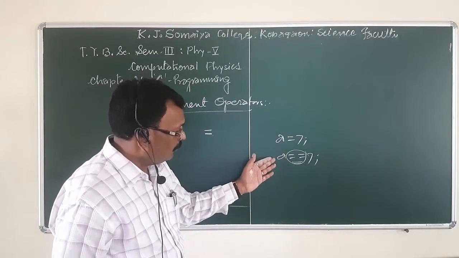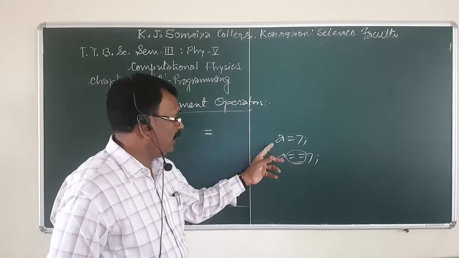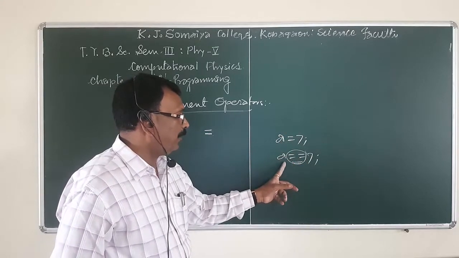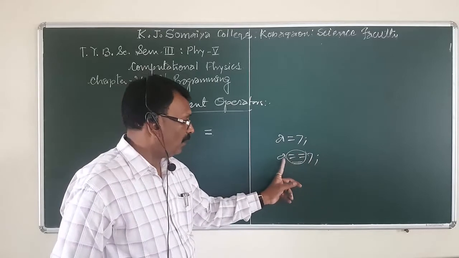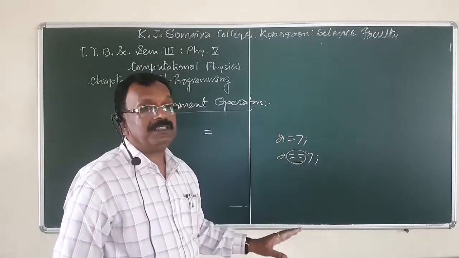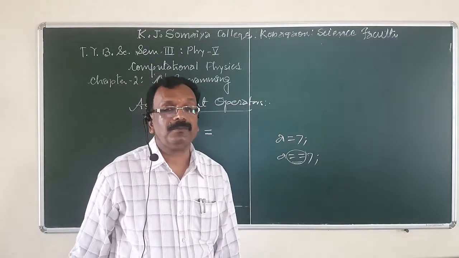Therefore, the meaning of both operators is different. Here value 7 is assigned to A, and here value of A is 7, or A is equal to 7. In this way, there is a difference between these two operators.